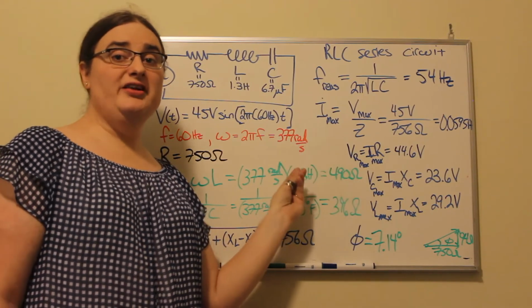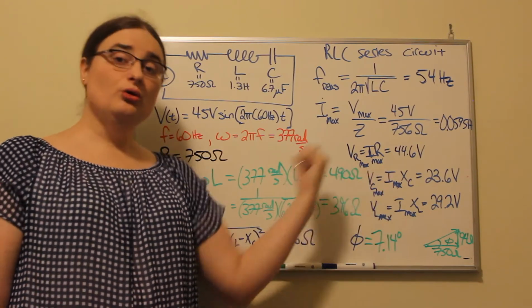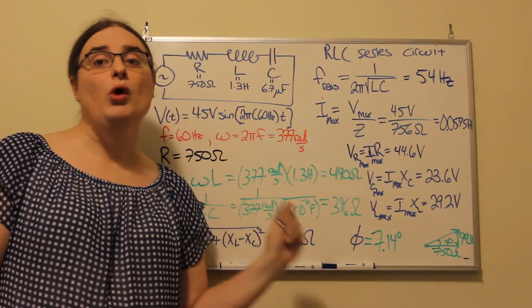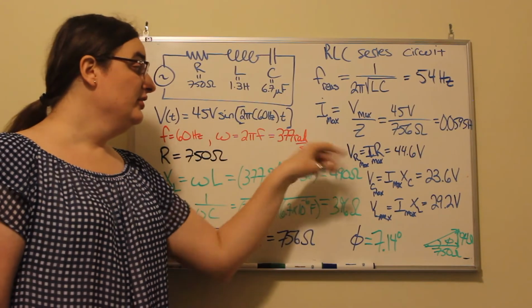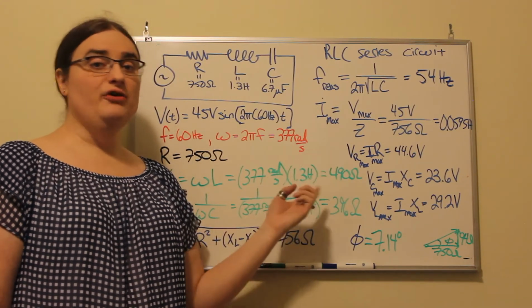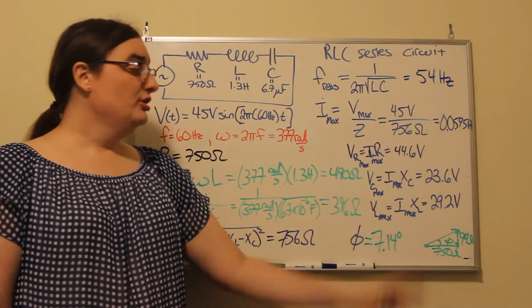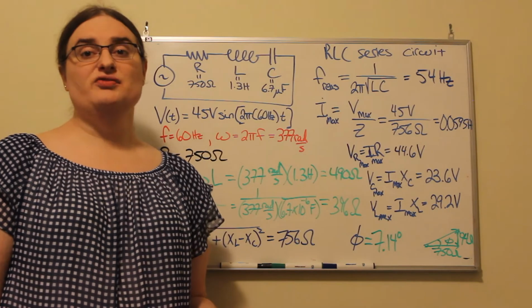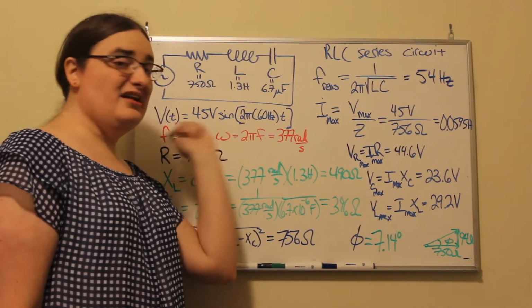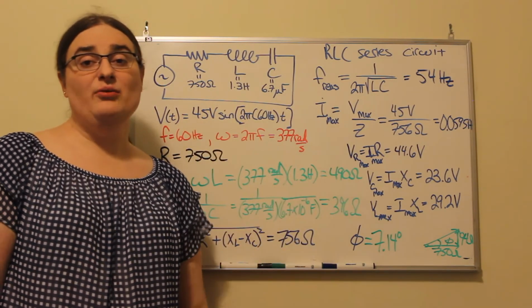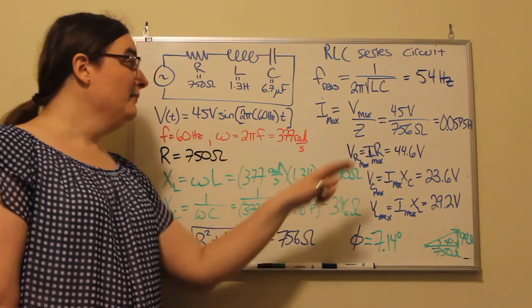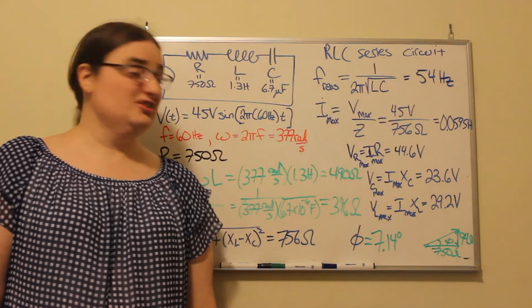So to find the voltage amplitude on each one of those components, well, our voltage amplitude is going to be the current times either our resistance or our reactance, depending on what component we're looking at. So for our resistance, the voltage on the resistor is our current times our resistance, which is 44.6 volts. Almost the same as the voltage that we have from our power supply, but we're also pretty close to resonance.